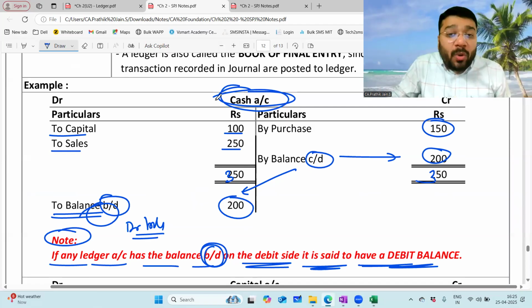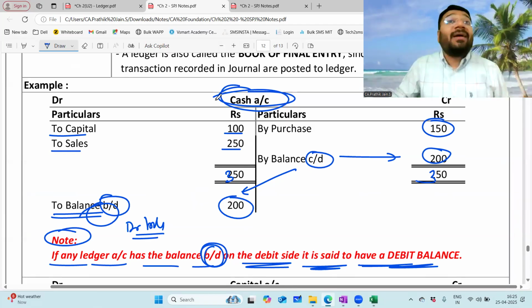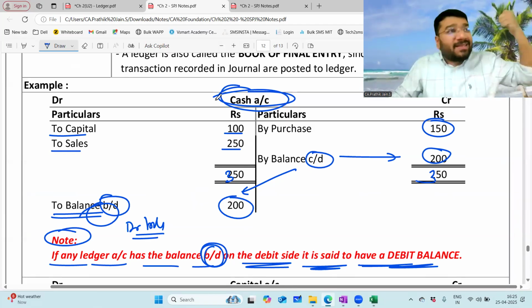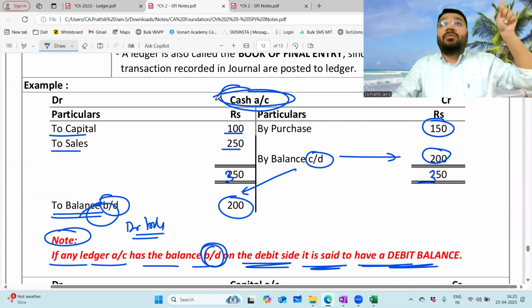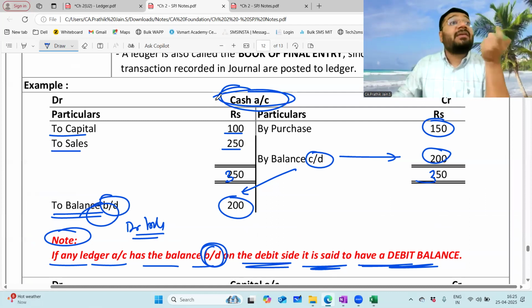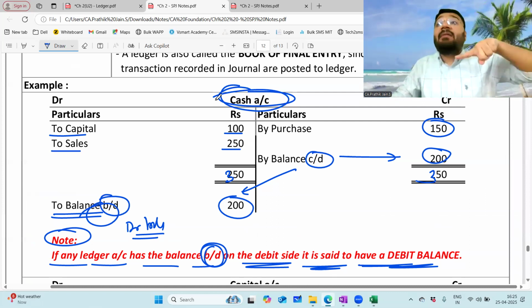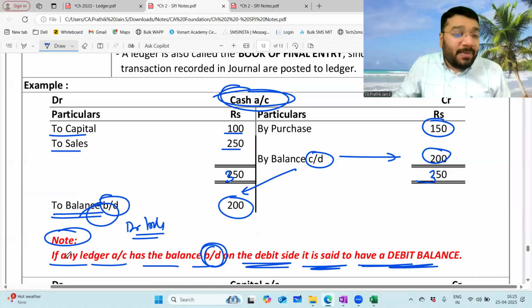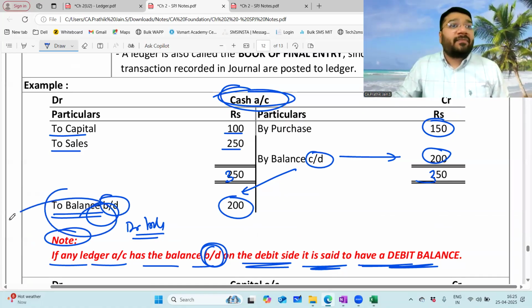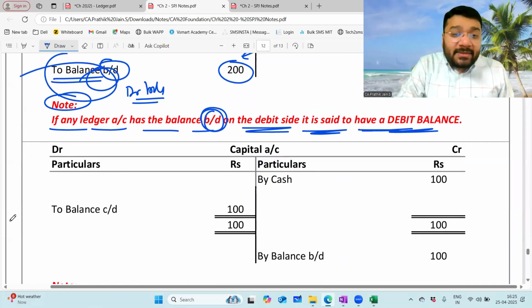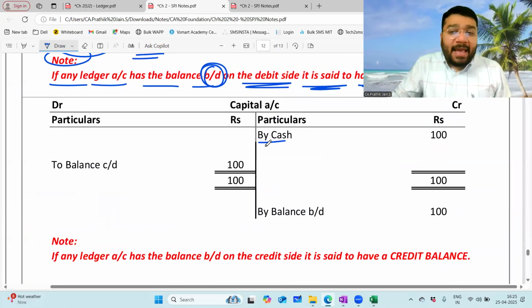So cash is now what balance? Debit balance. Cash is what? Asset. Asset is what balance? Debit balance. That is how in the modern rule we agreed, no? Assets have debit balance. Why do they have debit balance? Because ultimately their balance brought down comes on the debit side. Correct?